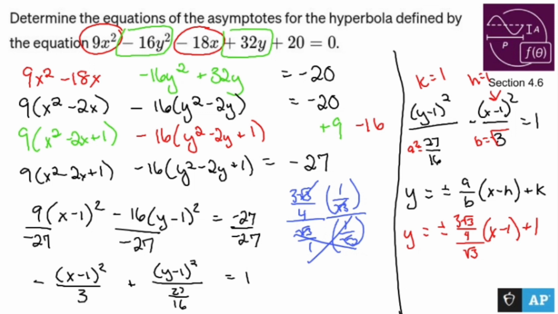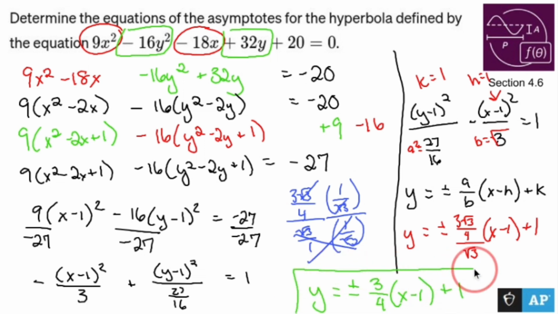So my final answer is going to be y equals plus or minus 3/4 times x minus 1, plus 1. And I'm not even going to consider splitting that up into two equations and do the positive version and the negative version, because the whole thing is just a mess. But there you get it. It's awesome.